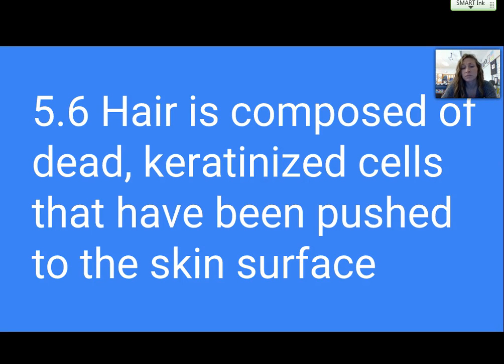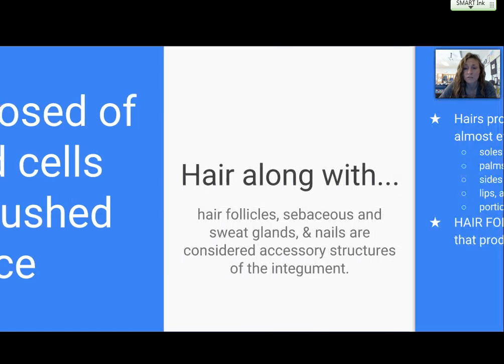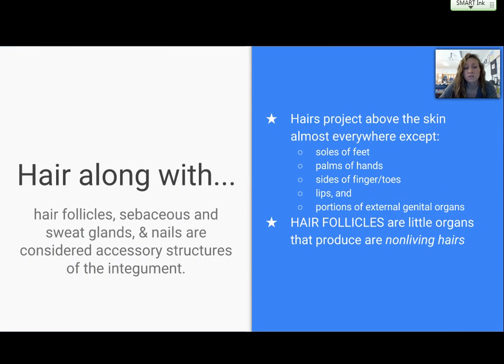We're going to start with Section 6 that covers hair, which is composed of dead keratinized cells that have been pushed to the skin surface. Hair, along with your follicles, sebaceous and sweat glands, and nails, are considered accessory structures to the integument. Our hairs are going to project above the skin almost everywhere except the soles of your feet, palms of your hands, sides of your fingers and toes, your lips, and then certain portions of your external genital organs.